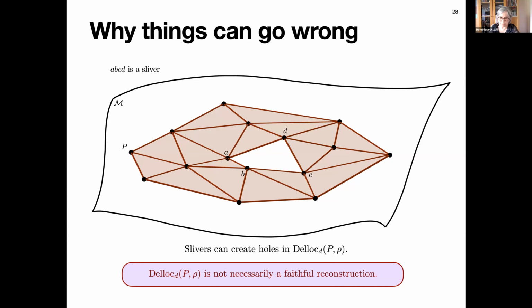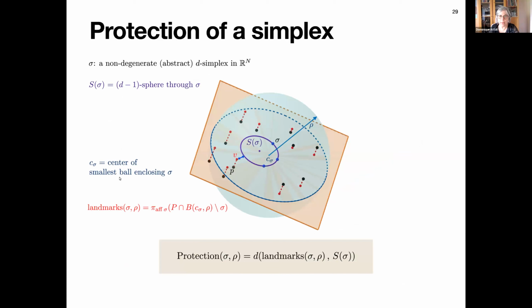So here is what may happen. To avoid this, we will have to control the projection of simplices. What do we call the protection of a simplex? It's a quantity. The protection of the simplex sigma at scale rho is the distance between the landmarks of sigma and the circumsphere of sigma. We want this quantity to be large enough to avoid the existence of slivers in our point set.